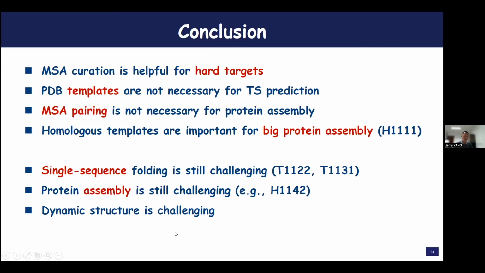Also, the dynamic structure, for T1109, that one, I think it's not fully solved, it's very hard. We need some manual inspection to make it work. So this is probably very difficult in the future.